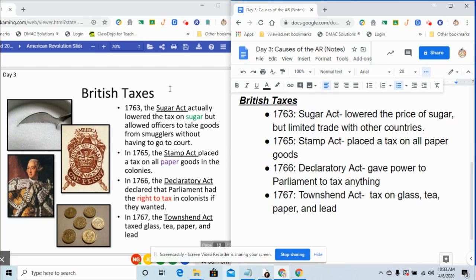And at this point, because the colonists were fed up and didn't want to pay taxes, they would definitely smuggle things into the colonies. So smuggling became a very strong practice amongst the colonists.